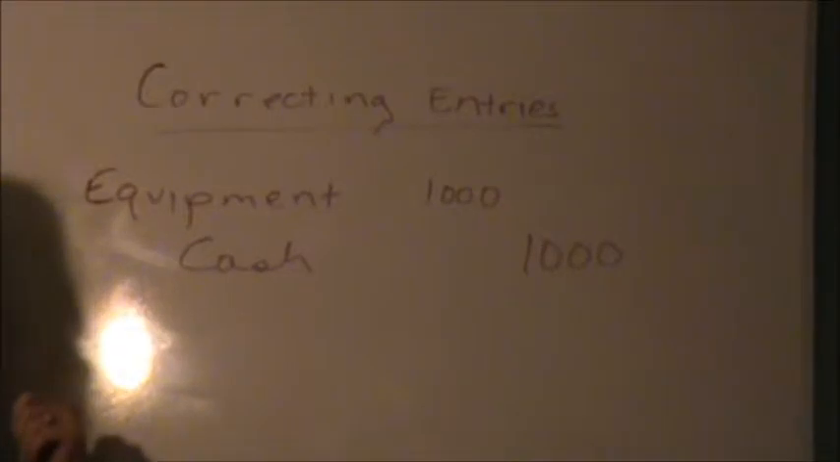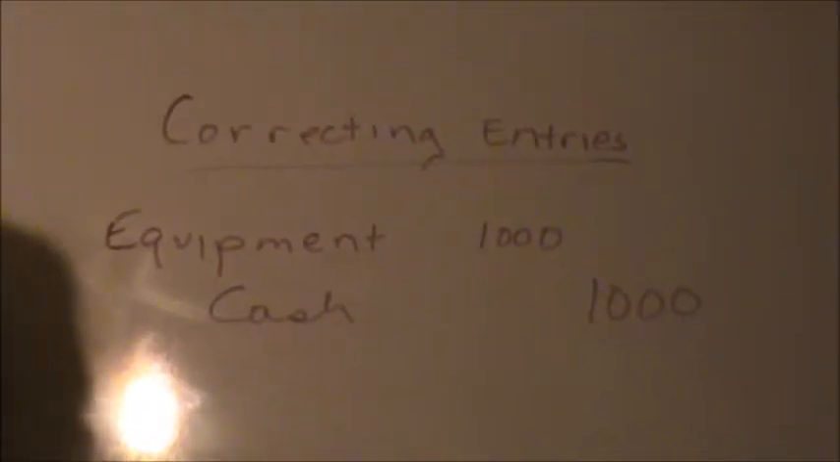Okay, I just wanted to give you a brief example of a correcting entry. I did give you one within the study guide, so I'm just going to give you one more. Let's say we recorded this as equipment for $1,000 and cash was $1,000. And we discovered, wait a minute, this was a mistake. We didn't pay cash for it. It should have been recorded as an accounts payable. What we need to do as soon as we find out, we don't wait, as soon as we find out, we do a correcting entry.